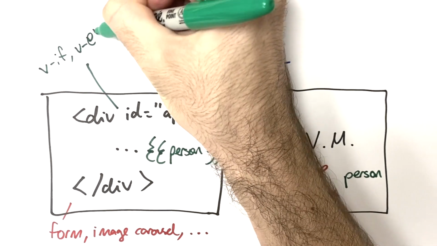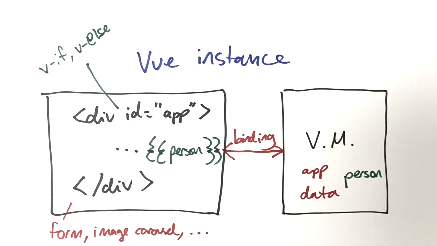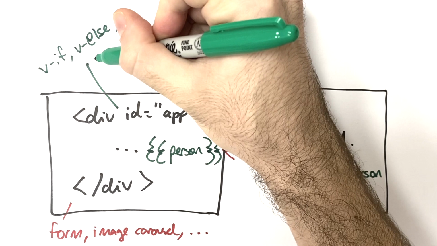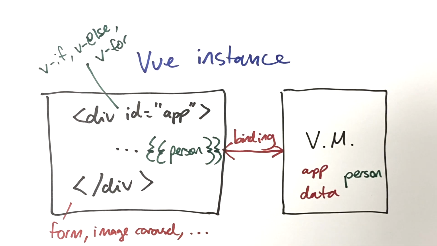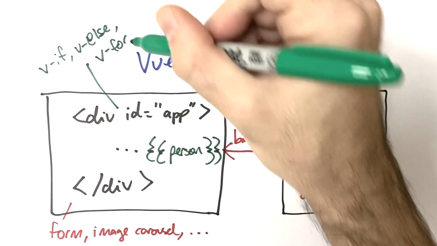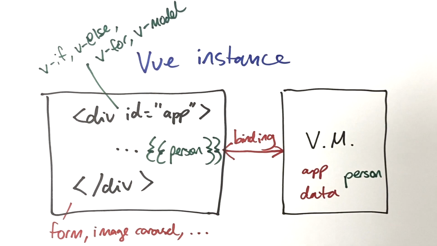These are special HTML attributes with a v- prefix, such as v-if and v-else, which display an element conditionally, and v-for, which is used to iteratively construct elements based on an array, and v-model, which sets up a two-way data binding between some form input and the application data. As always, these are best shown by example.